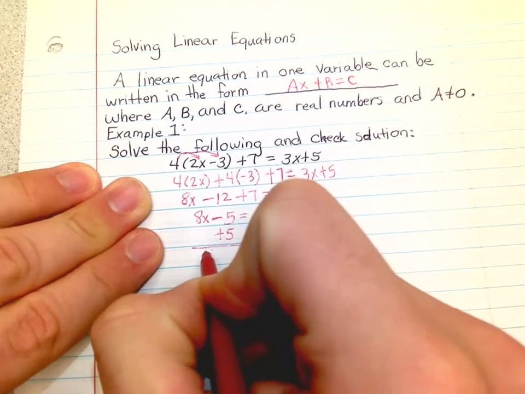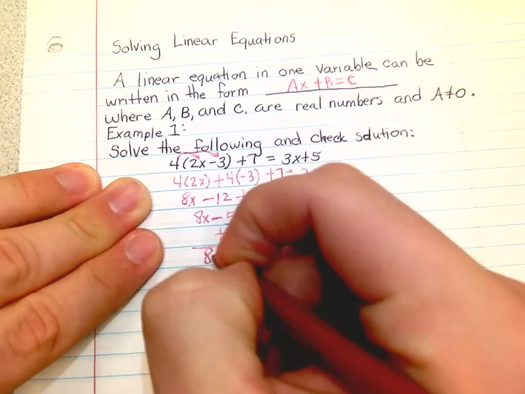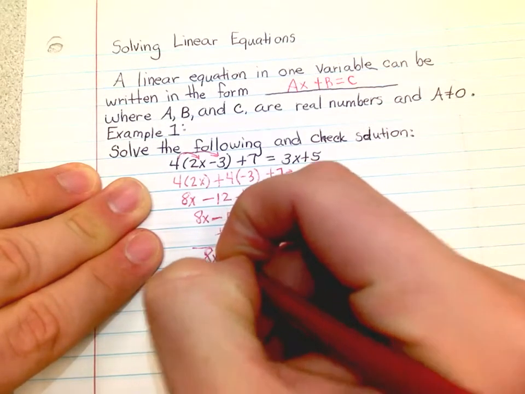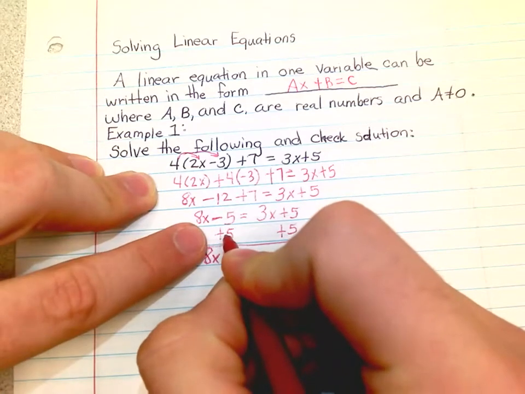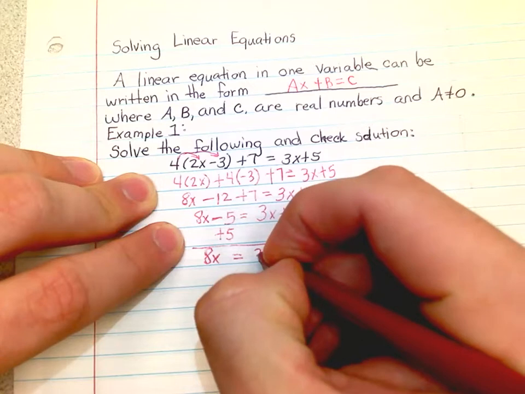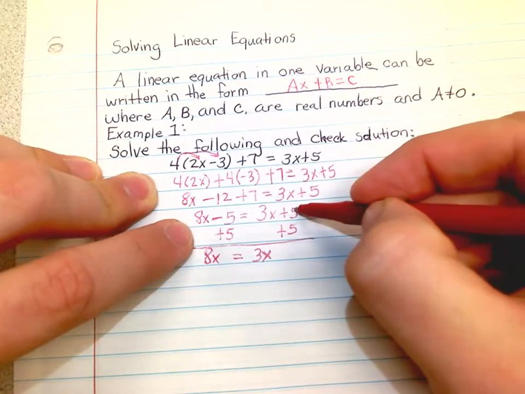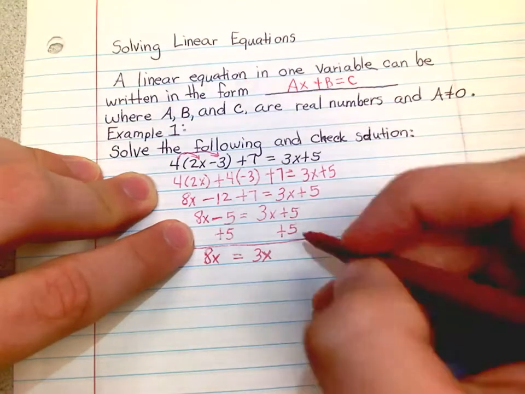So we'll have an 8x. So 8x, and minus 5 plus 5 gives us 0. So we'll just leave that 8x there. Have this 3x, bring it on down. And then we have a 5 plus 5. So that gives us 10.